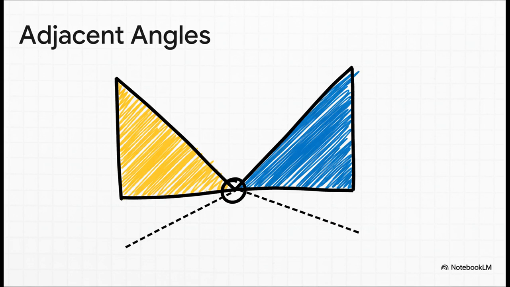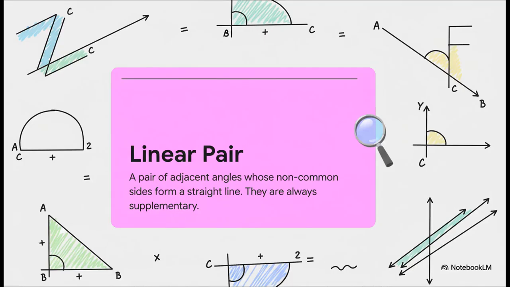Adjacent angles are pretty much just neighbors. Think about it. They share a corner point, the vertex, and they share a wall, or an arm in geometry terms. But the key thing is they don't overlap inside. They are simply side by side. Now, a linear pair is a very special kind of neighbor. These adjacent angles sit together so perfectly that their outside arms form a single straight line. And what do we know about a straight line? It's always 180 degrees. So a linear pair will always be supplementary.